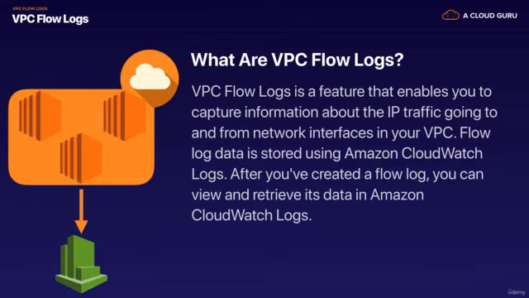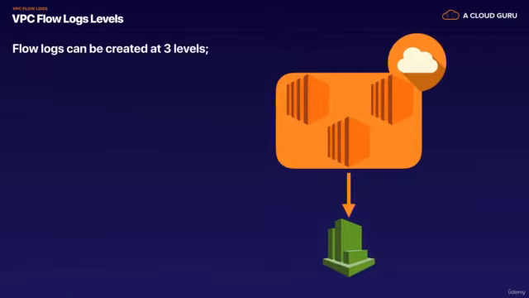So it's just a way of storing all the network traffic that's going on in your VPC. And flow logs can be created at three different levels. You can do it at the VPC level, at the subnet level, and then you can go all the way down to your network interface level, so down to your ENIs as well. So let's have a look at how this works in the AWS console.